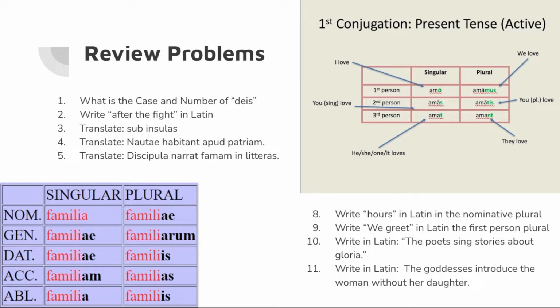And since without, or sine, always takes an ablative, daughter has to be the ablative case, and daughter in the ablative case is just filia. So it's dei, intrant, feminam, sine, filia, and that's how you translate number 11. So those are just some review problems. Take time to just practice these by yourself, maybe pause the video, and then once you feel ready, let's move on.